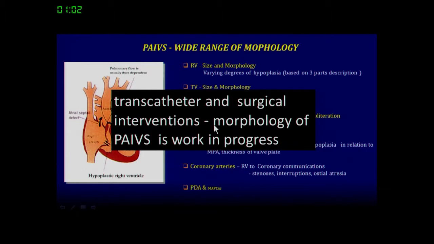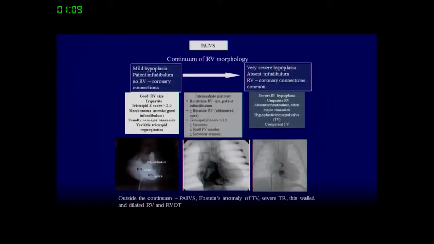And in the last part, I will talk about what happens to this morphology as surgeons and cardiologists intervene in the cath lab. What is very important with regards to the outflow tract abnormality is that, yes, it is atretic, but what is more important in terms of management is what the right ventricle is like. It can be very mild hypoplasia with nice infundibulum and no RV to coronary connections at one end, but on the other end, we have a very severe form with a very small right ventricle with hardly anything else apart from the inlet, and quite often RV to coronary connections. And outside this spectrum, there are those rare patients who have very severe Ebstein's, where the RV is very enlarged and thin-walled.